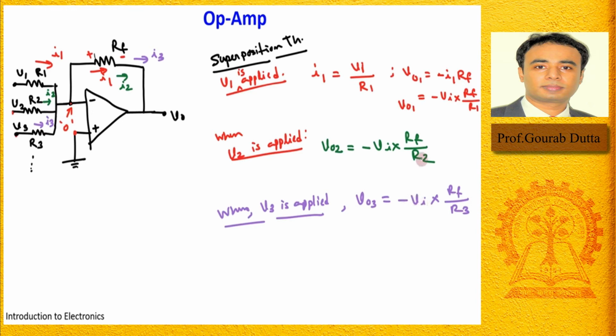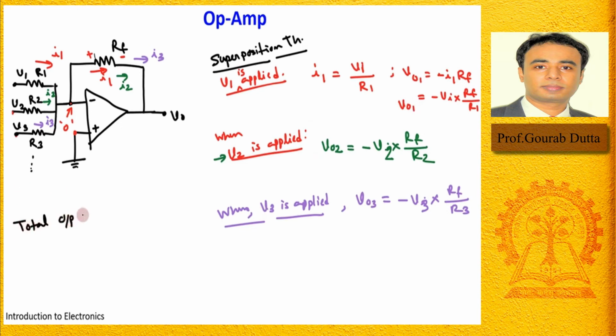Okay, I think one thing we have to correct here. When you are considering VO3, the input is V3, so we should write V3 specifically, right? Similarly, when V2 is applied, the input is V2, so here we should write V2, right? Then what is the total output? If we have to find the total output, then you have to take the algebraic sum of all three, this VO1, VO2, VO3, right?